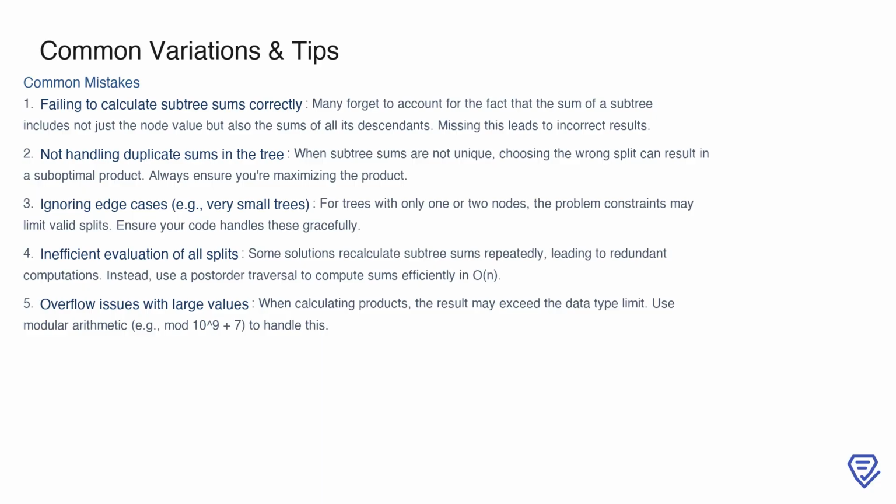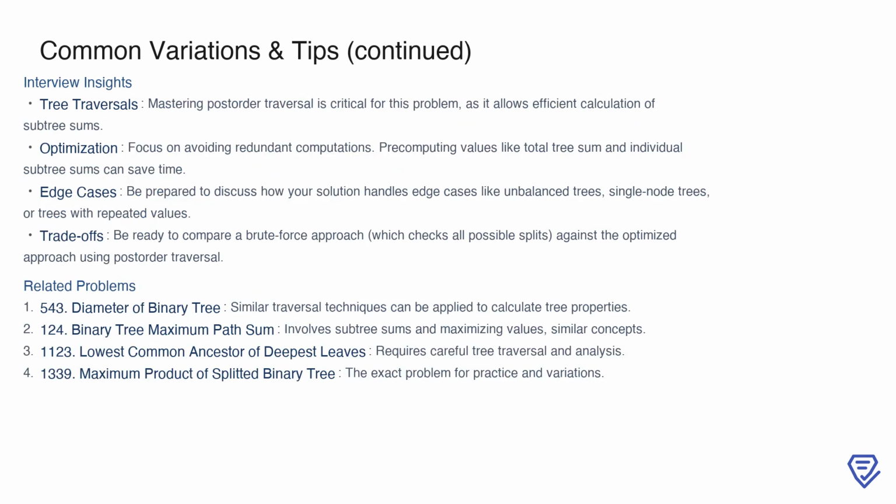Lastly, when working with large trees, product calculations might exceed the limits of your data type. To avoid overflow, it's important to use modular arithmetic, such as taking results modulo 10 to the power of 9 plus 7. Now, from an interview perspective, proficiency with tree traversals, particularly post-order traversal, is crucial for this problem.